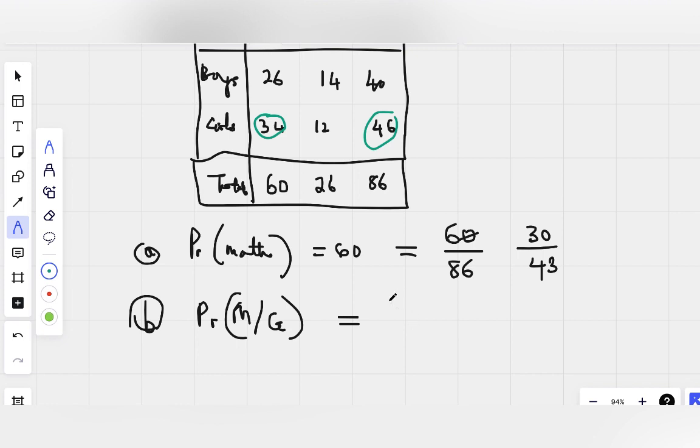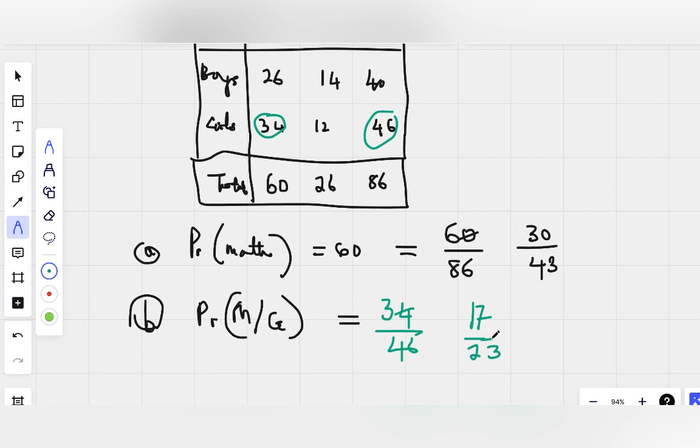So we say this will be 34 over 46, because the total number of girls in the class is 46. I think we can reduce this: divide by 2, 34 gives you 17, and divide the denominator by 2, you get 23. So this will be our probability, 17 over 23.